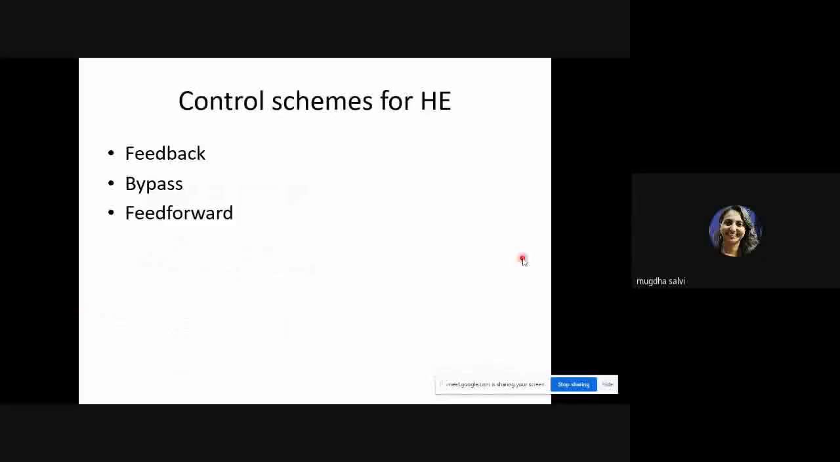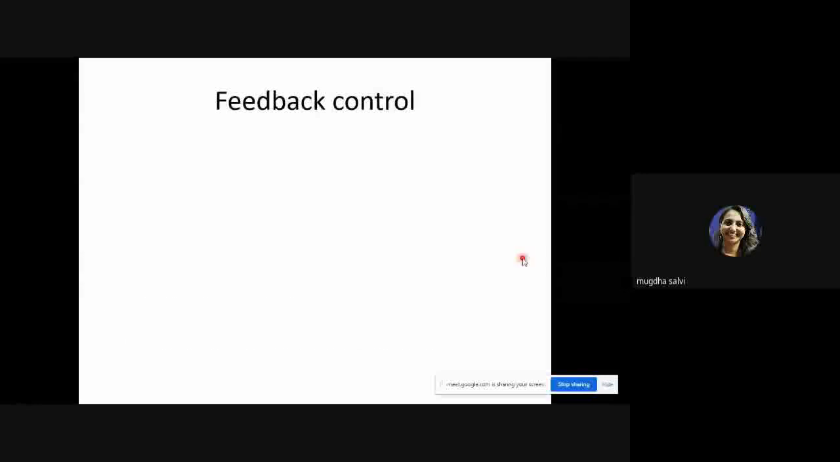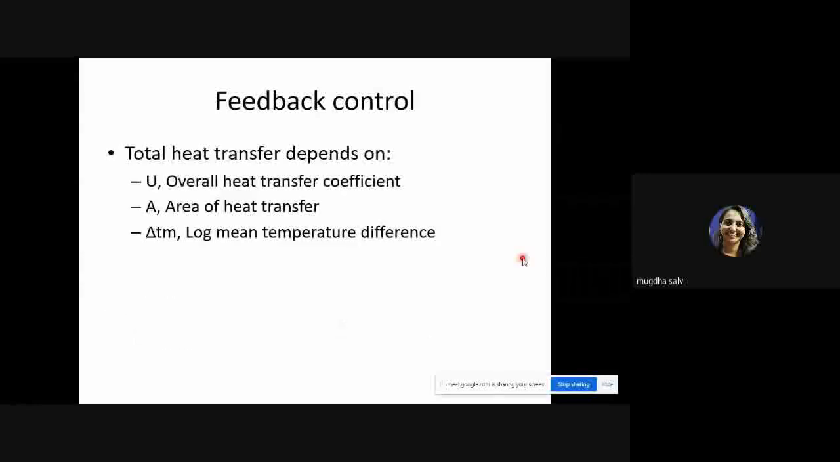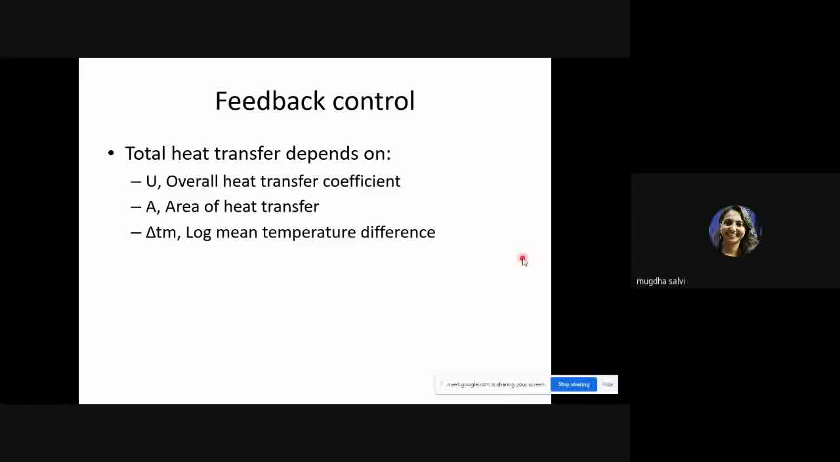Now we will be seeing various control schemes for heat exchangers. We'll be seeing basic 3 feedback control schemes. One is feedback control, the other is bypass control, and then we have feed forward control. So for feedback control, the total heat transfer will depend on overall heat transfer coefficient, A, and the log mean temperature difference. This log mean temperature difference is nothing but the temperature gradient between the two fluids between which the heat transfer is going to take place.